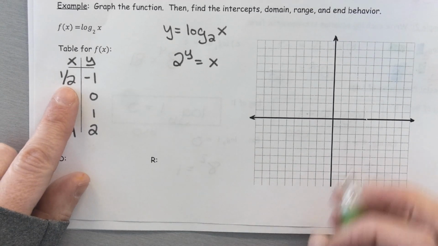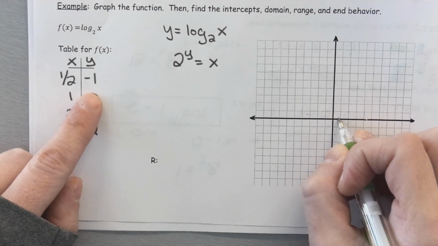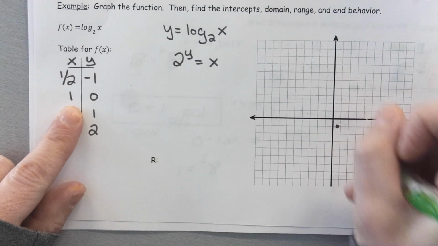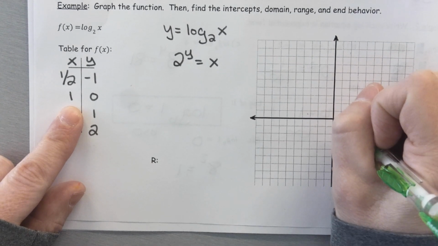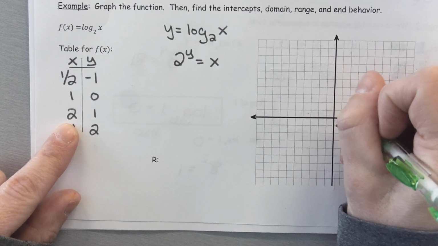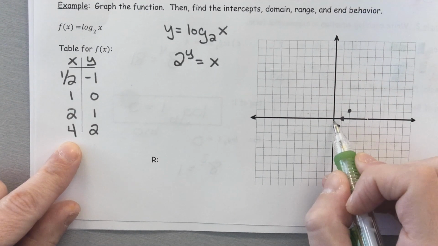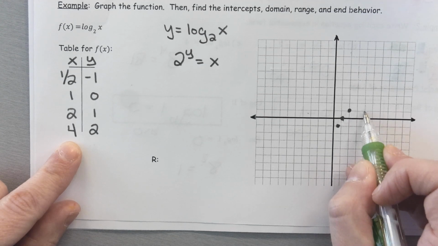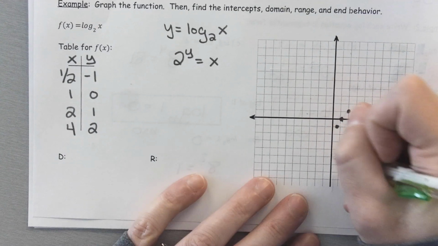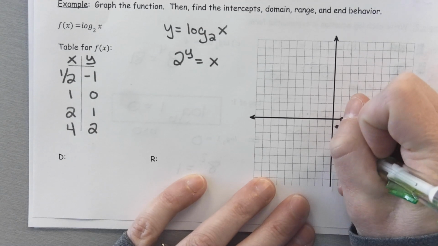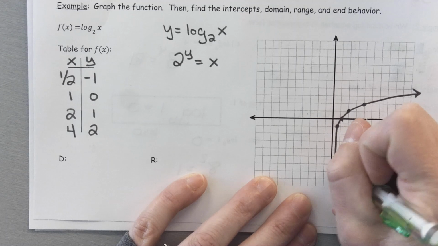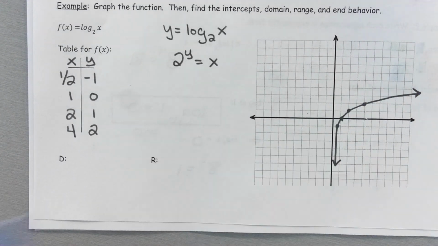So in terms of x, I'm over 1/2, and I'm down at negative 1. Then I'm over 1, up 0. Then I'm over 2, up 1. And then I'm over 4, 1, 2, 3, 4, up 2. Okay. These graphs will hug the asymptote just like our last ones did, and then they will increase over time.